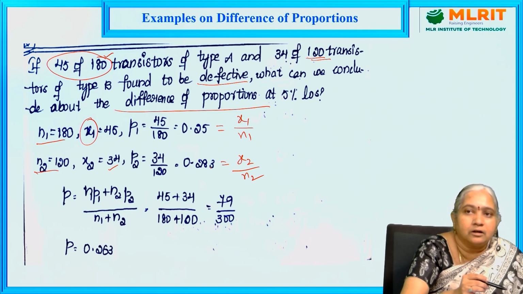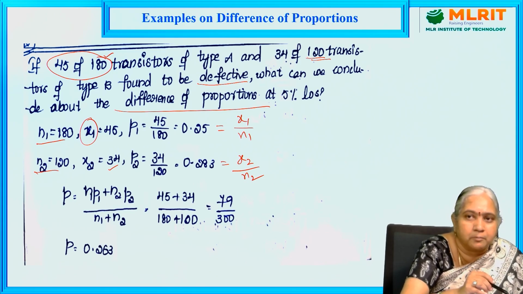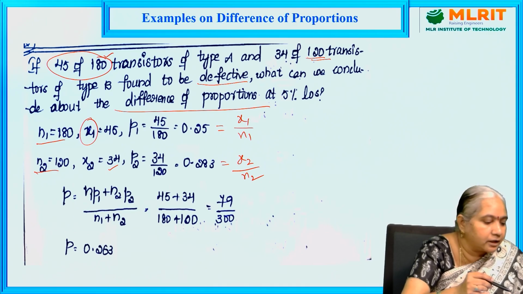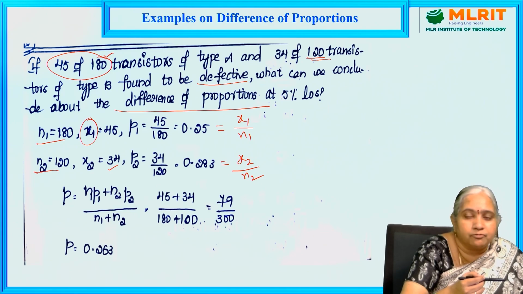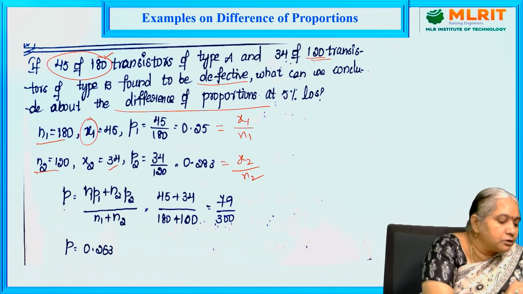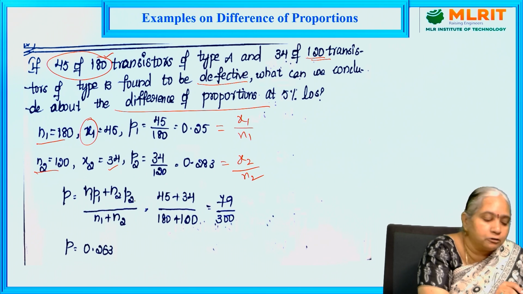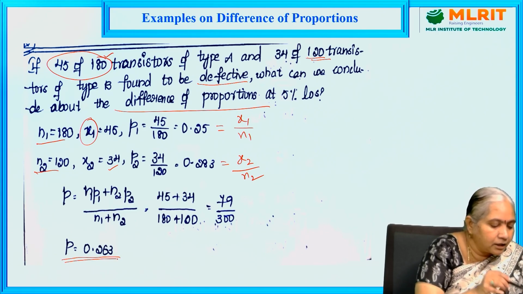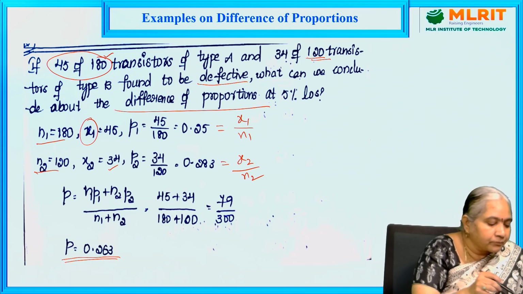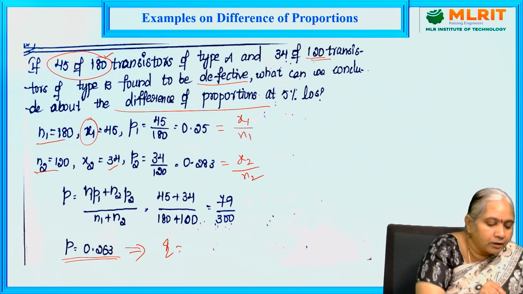Now we have the first sample proportion and the second sample proportion. So the proportion data is given, and moreover, two samples' data is given. That's why we apply the Z test for difference of proportions. Now we calculate the common sample proportion for these two samples, denoted by small p, equal to (N1 P1 plus N2 P2) by (N1 plus N2). So this is (45 plus 34) by (180 plus 120), and this value is P equal to 0.263, and calculate Q equal to 1 minus P.